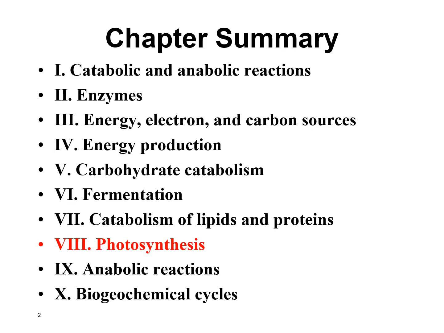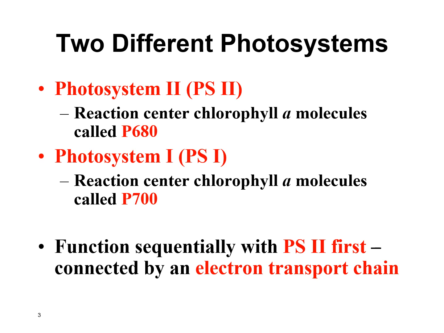We're going to finish up photosynthesis in this lecture. So we've been talking about the photosystems, and there's actually two different photosystems. There's photosystem 2, which is used first, and then there's photosystem 1, which is used second. They're actually named in the order that they were discovered, so that gets a little confusing.